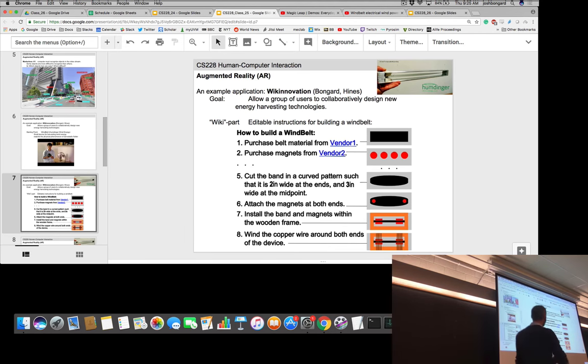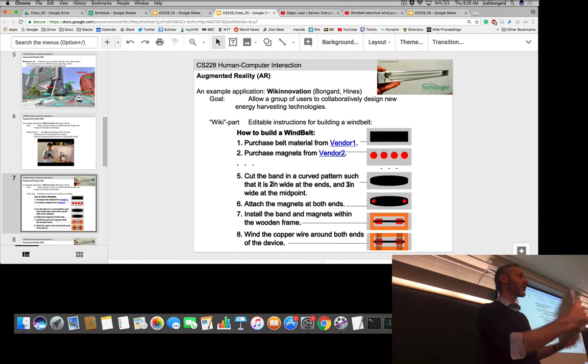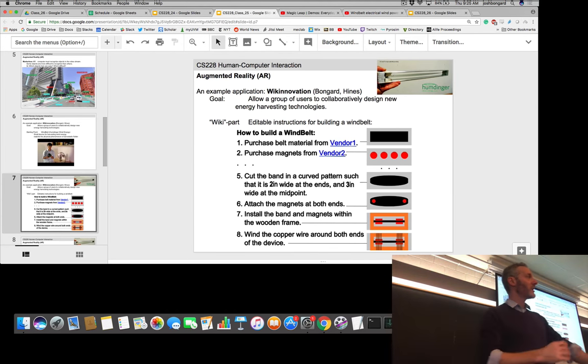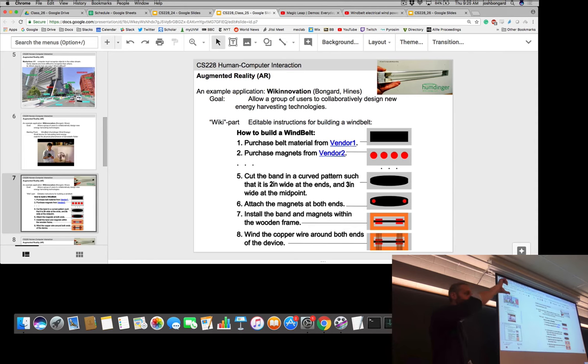In this particular example here, the instructions are to cut it so that it's 2 inches wide at the end and 3 inches wide at the midpoint. So a perfectly flat rectangular cross-section may not be the best way to do things. Maybe an oval, maybe a sinusoidal pattern might make sense. Who knows?